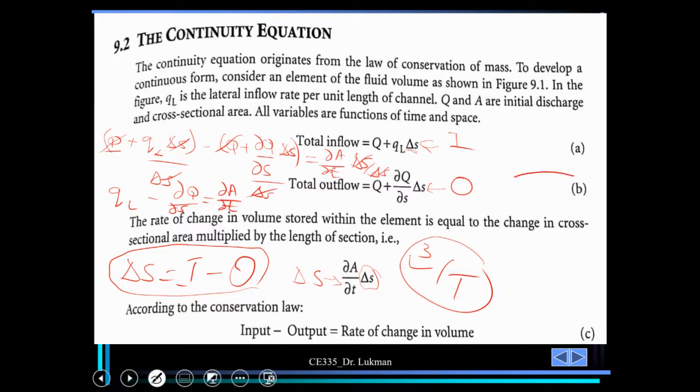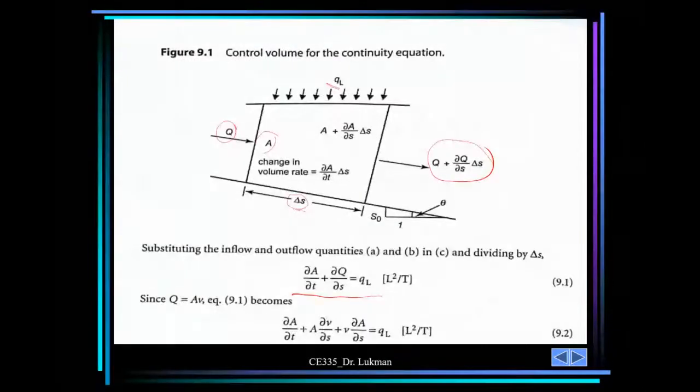Okay, and this is exactly what we have when we make QL the subject of the formula. So this is the lateral inflow, and since Q is equal to AV, flow rate is area times velocity. We can now substitute AV instead of using Q here. But when we use AV, we have to use the product rule.